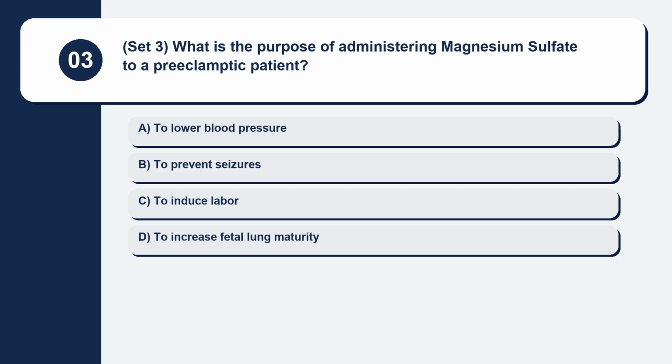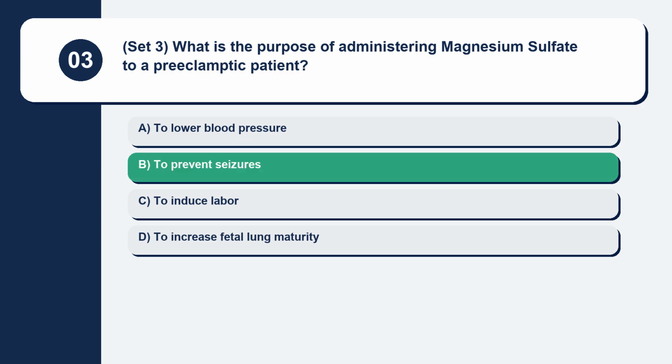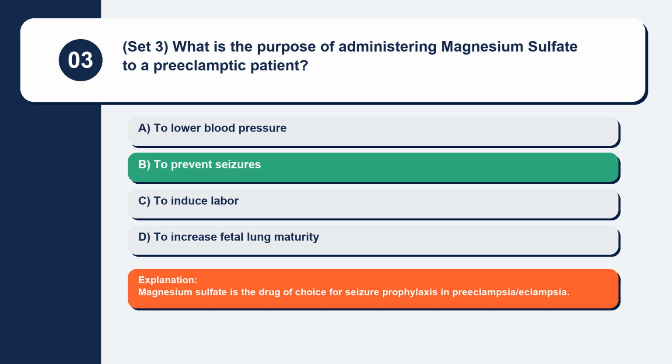Question 3. Set 3. What is the purpose of administering magnesium sulfate to a preeclamptic patient? To lower blood pressure, to prevent seizures, to induce labor, to increase fetal lung maturity. Magnesium sulfate is the drug of choice for seizure prophylaxis in preeclampsia/eclampsia.